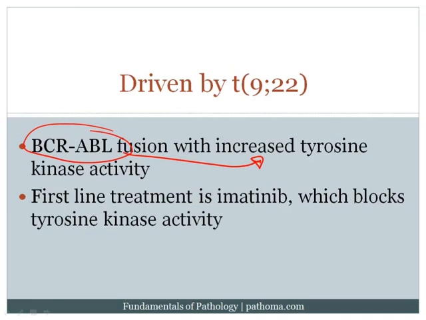Recall that tyrosine kinase is a signal transducer. It is an oncogene that has the ability to transduce the signal of growth to the nucleus, and so overexpression of tyrosine kinase would result in overgrowth. The first line of treatment is imatinib, and imatinib basically blocks the excessive tyrosine kinase activity. It's a designer drug that has been designed to specifically block this increased tyrosine kinase activity.